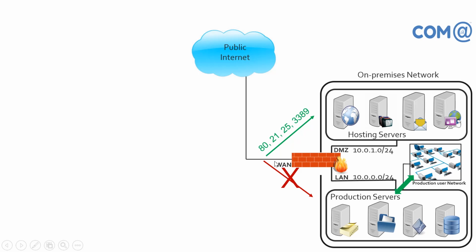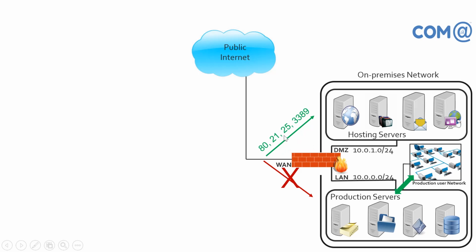So in the firewall, we'll configure the respective rules to allow the required traffic to the hosting servers. For example, if we are hosting a web server with port 80, then in the firewall, inbound traffic to this particular web server will be allowed through port 80.